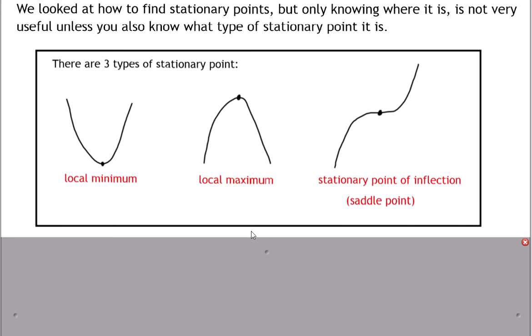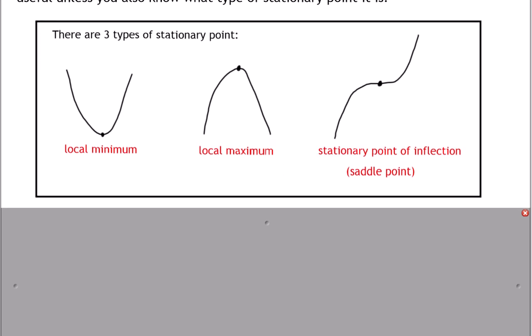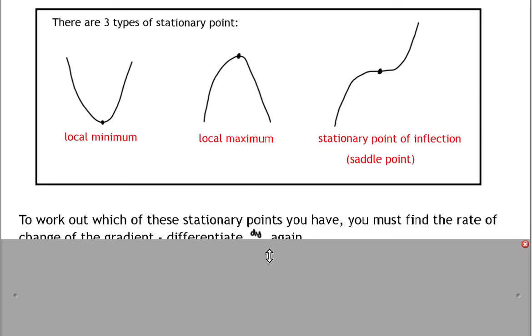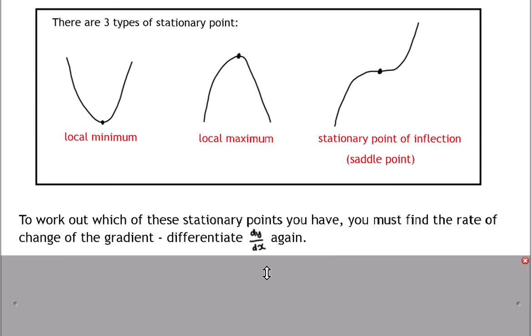Now, you don't have to worry so much about the third one, the saddle point, in additional maths. It's more important that you know about local minimums and local maximums. So how do you find whether it's a local minimum or local maximum? Well, it's all to do with the rate of change of gradient itself.